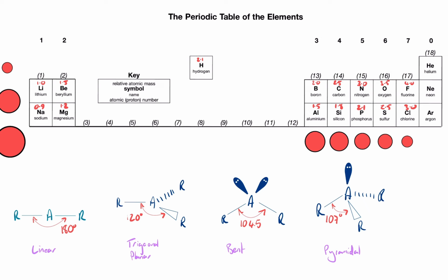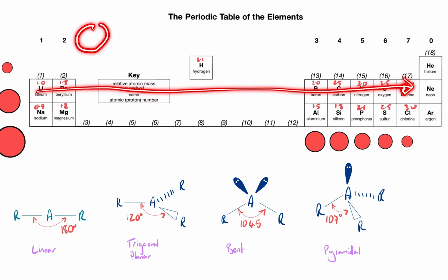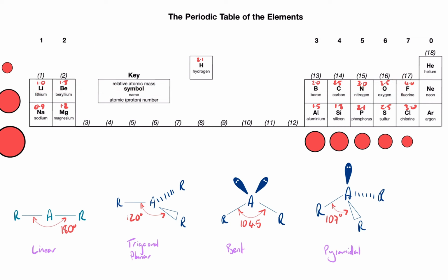What we find as we move across a period, a couple of things are happening. The atomic radius is getting ever so slightly smaller and smaller and smaller. What's also happening is the number of protons inside the nucleus is increasing one by one. And as well, the electron shielding is staying the same. So what do I mean by that?